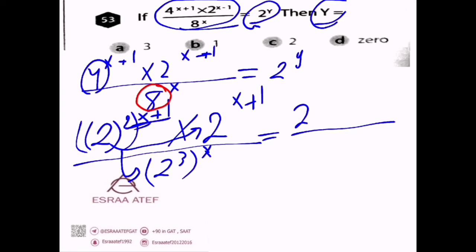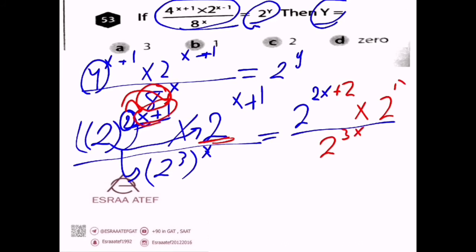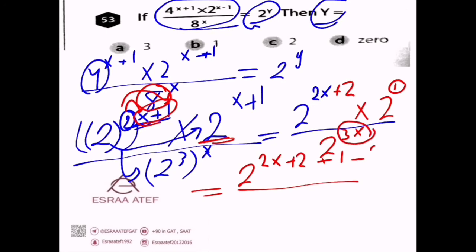So here 2 times x plus 1, it will be 2 times x, because we will multiply 2 by all the fraction, right? So 2 times x and 2 times 1. 2 times x, it will be 2x, and 2 times 1, it will be 2 times 2 again, which is this one, and down, which is 2 powered by 3x. Here it's powered by 1. So in multiplication, we will add the powers, so 2x plus 2 plus 1, and then subtract from it the denominator, which is 3x, because we have the same number.